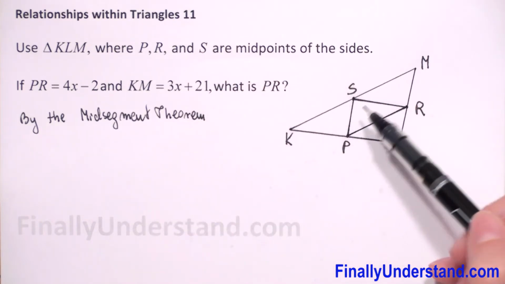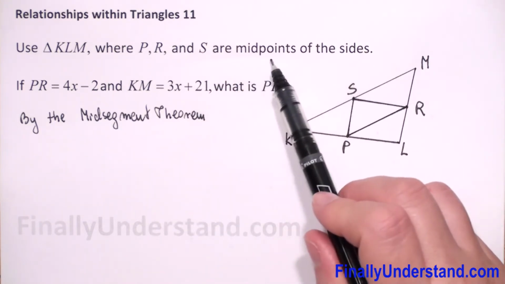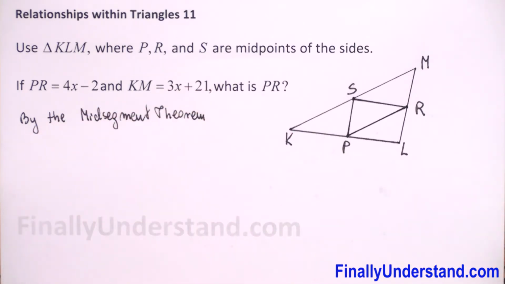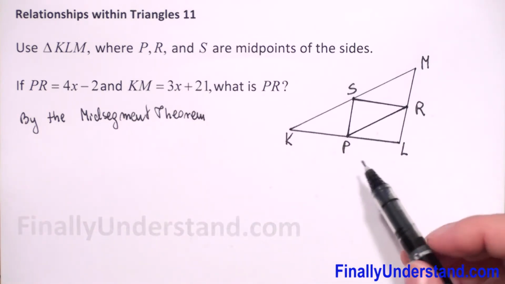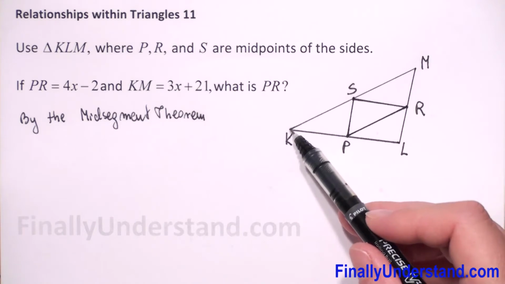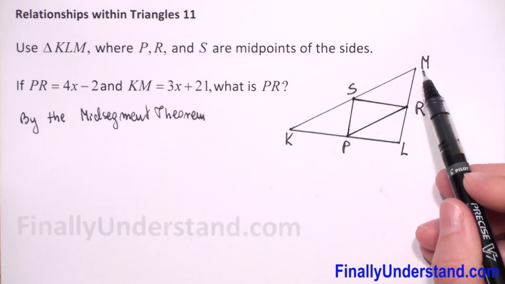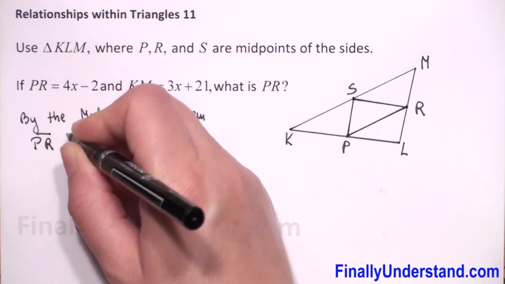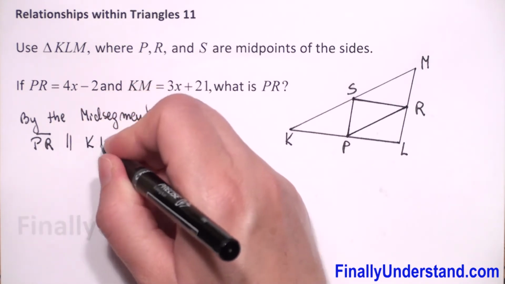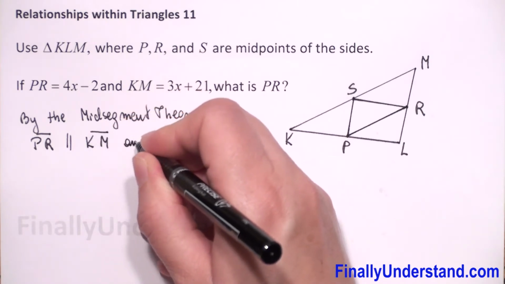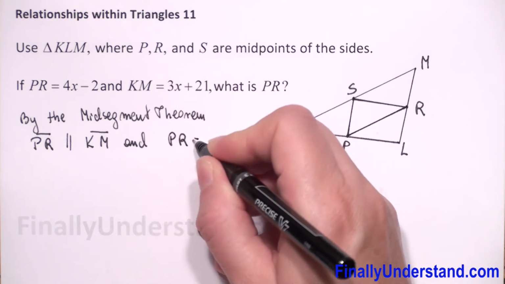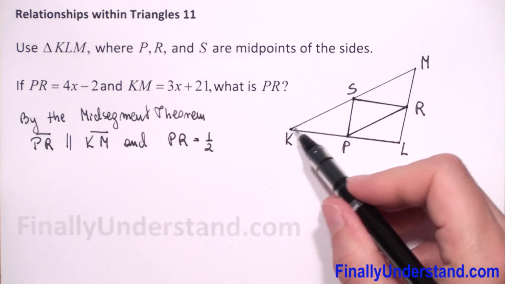Because we have given that P, R, S are the midpoints of the sides, by the Midsegment Theorem we have that PR is parallel to KM, and from this theorem we have that PR is equal to 1/2 of KM.